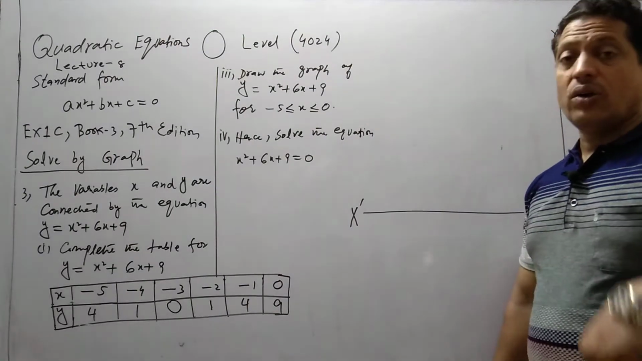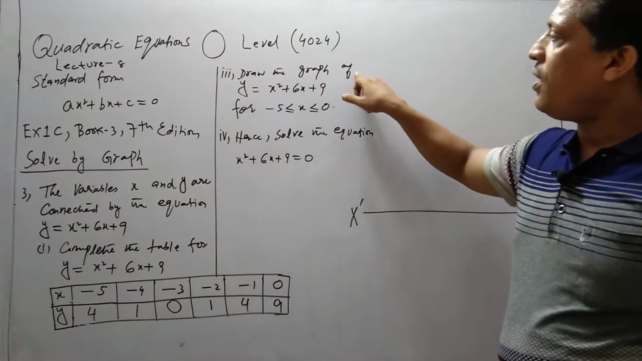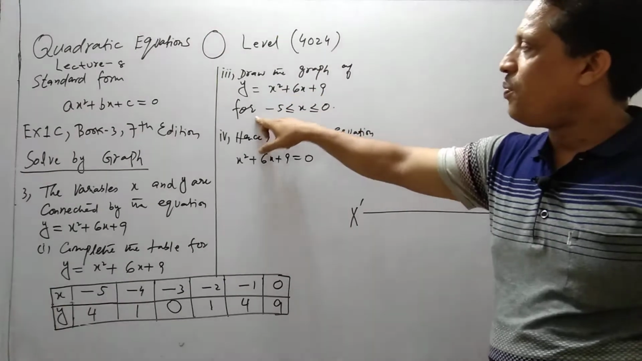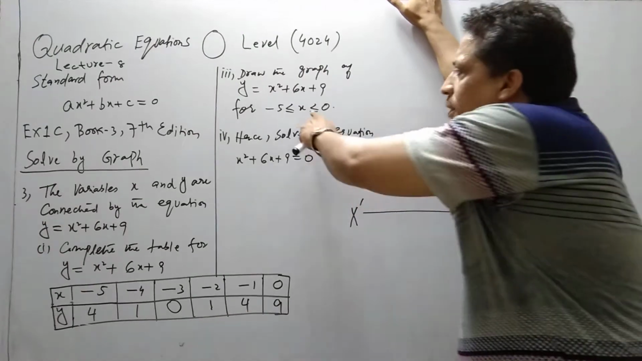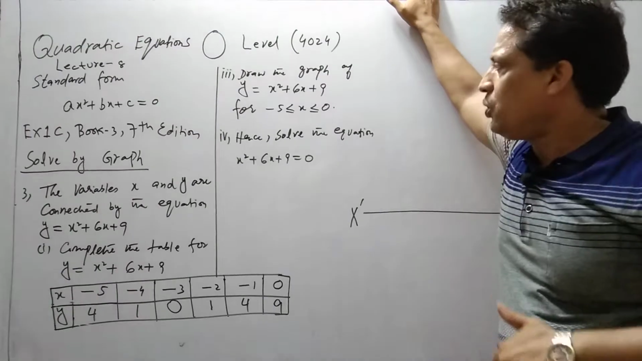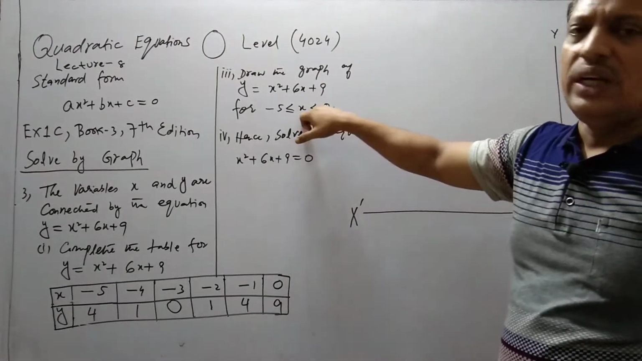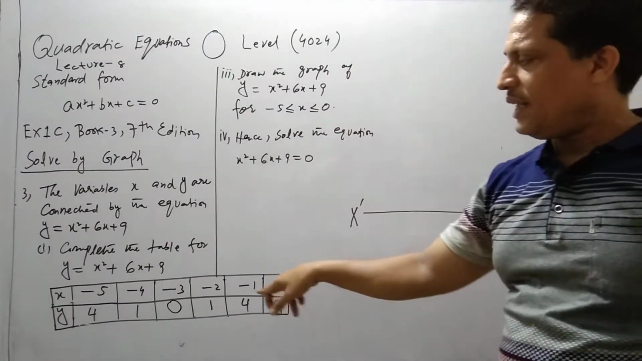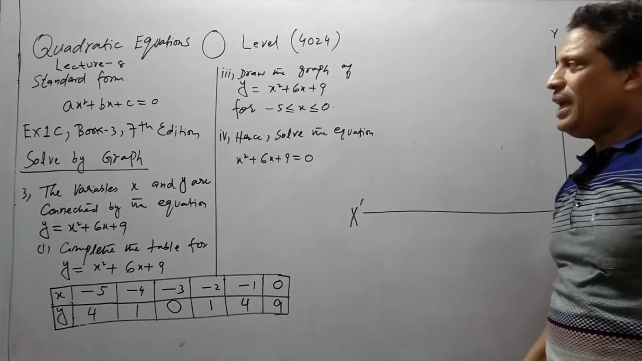4, 1, 0, 1, 4, 9. Now the next and the most important step is to draw the graph of y equals x square plus 6x plus 9, for minus 5 less than or equal to x less than or equal to 0. Student, this is an inequality. So how to read it in a simple way? It means we have to take the value of x from minus 5 to 0, because in the table the values of x vary from minus 5 to 0.